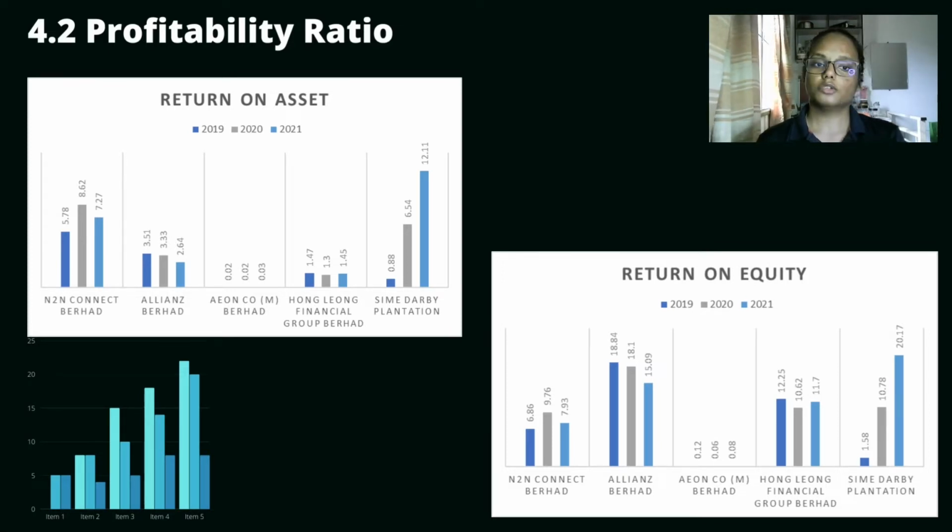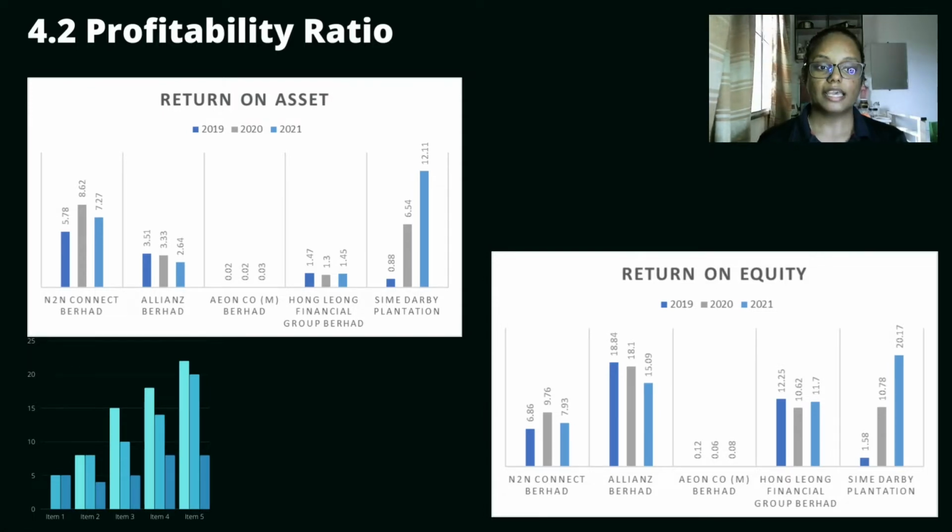We may also infer from the reasons given above that Sam Dhabi Plantation will have the highest ratio in 2021, with a 12.11% ratio. This shows that the company is doing a great job increasing profit with each investment. So, looking into return on equity, in the chart above, Sam Dhabi Plantation's return on equity shows an increase from 1.58% to 20.17% from 2019 to 2021. The increasing ROE shows that the management of Sam Dhabi Plantation is able to properly manage shareholder capital.